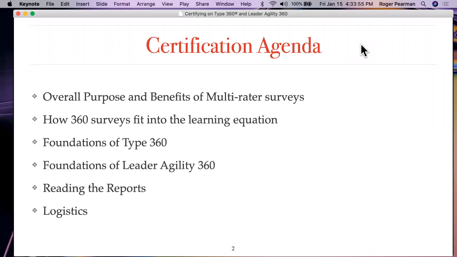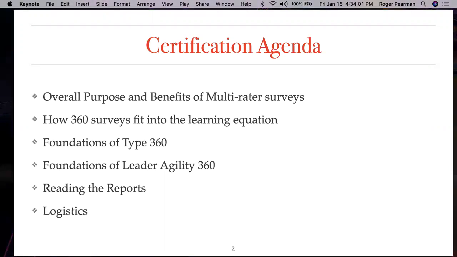As we go through this presentation, we'll cover the following items: the overall purpose and benefits of multi-rater surveys. We'll have a look at the foundations of 360 tools and how they fit into the learning equation. What are the foundations of Type 360 and the foundations of Leader Agility 360? And what does it take to read the reports, and what logistics are important to you as you move forward in using this particular tool?